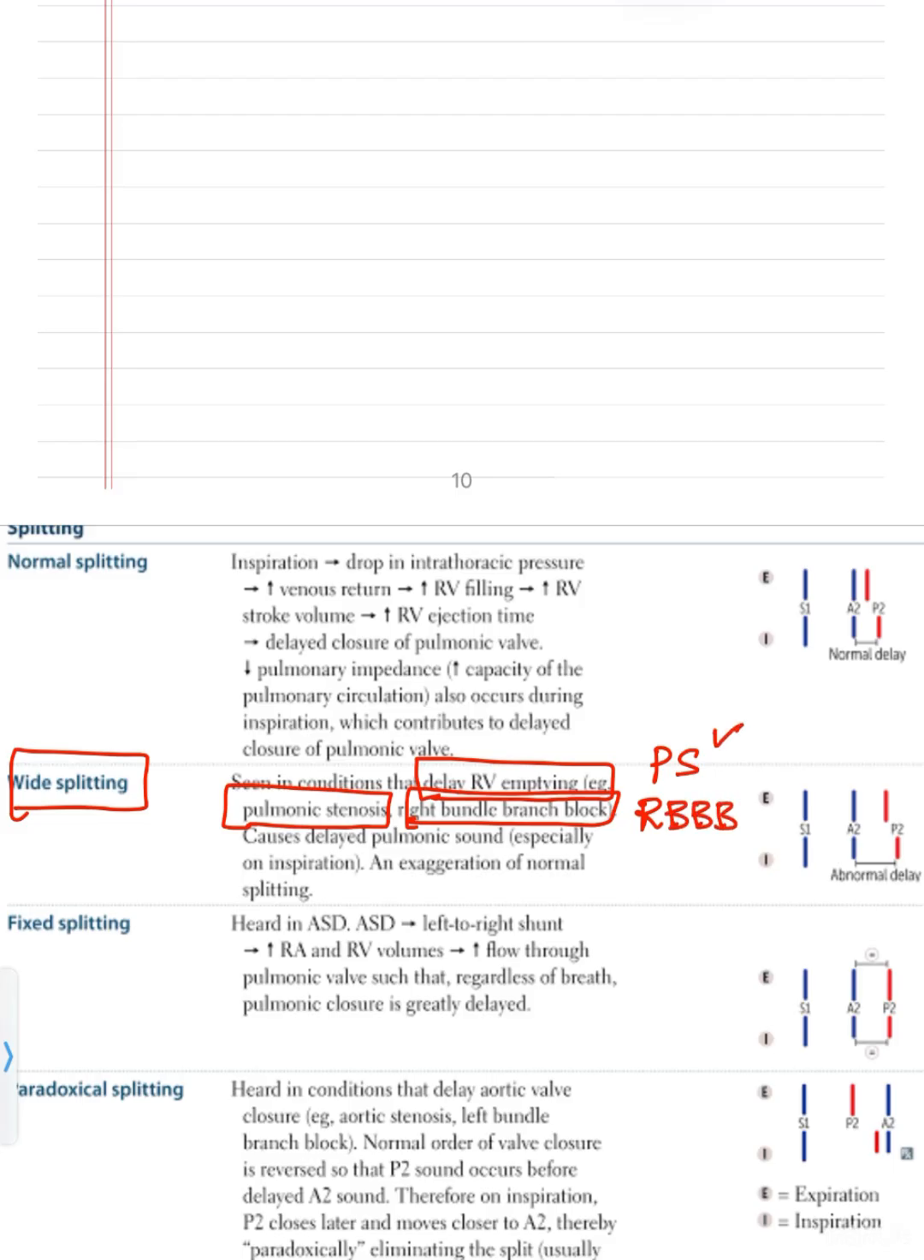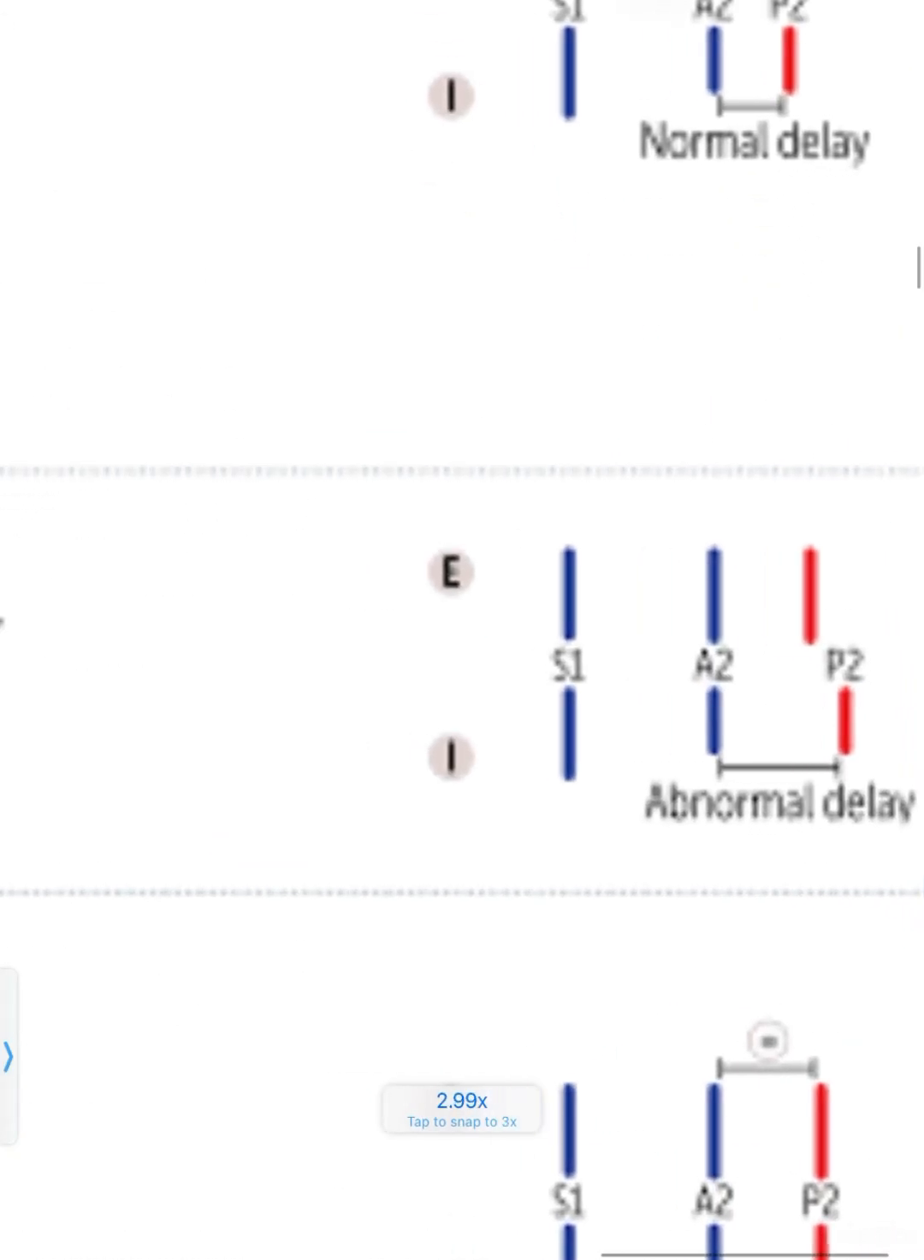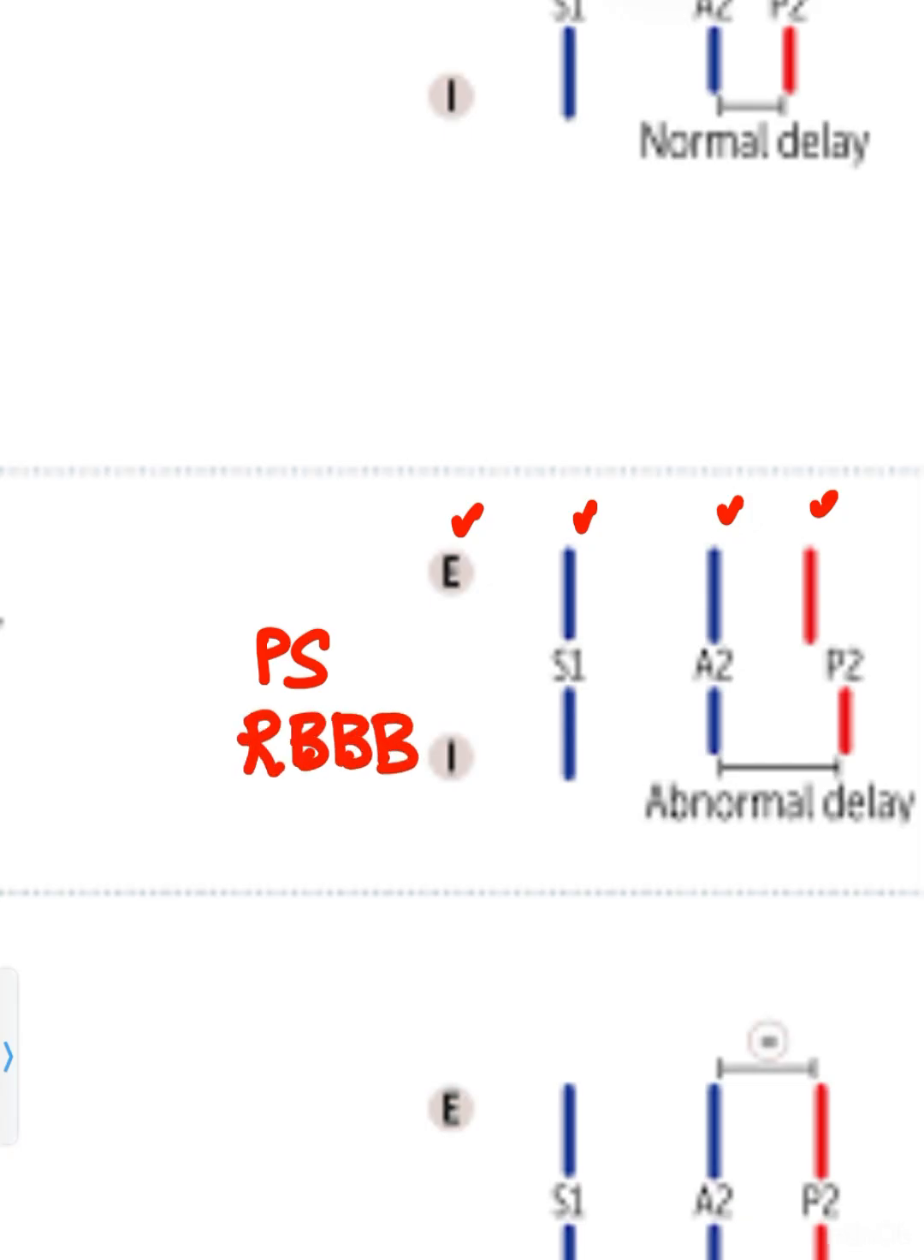Why is it so? Pulmonic stenosis means there will be more resistance for the blood from the right ventricle to go into the lungs. And in right bundle branch block, there is a problem in the right ventricular conduction. The right ventricle will not be able to push the blood into the lungs on time. So that's why it causes a delayed pulmonic sound, especially on inspiration. So there will be exaggeration of the normal splitting. In the diagram, in expiration there is S1, then A2, P2, but during inspiration P2 gets delayed, as in pulmonic stenosis and right bundle branch block.